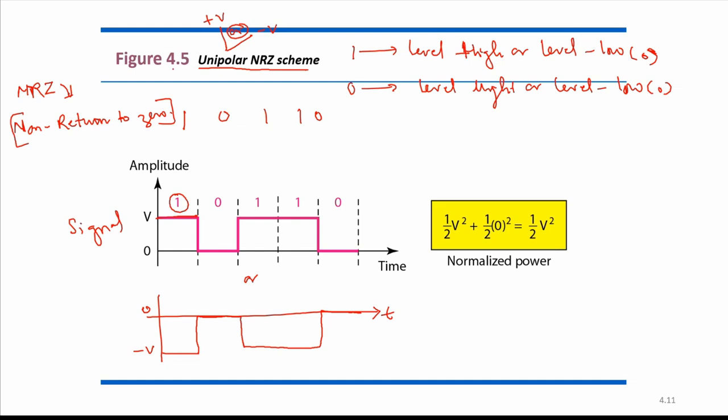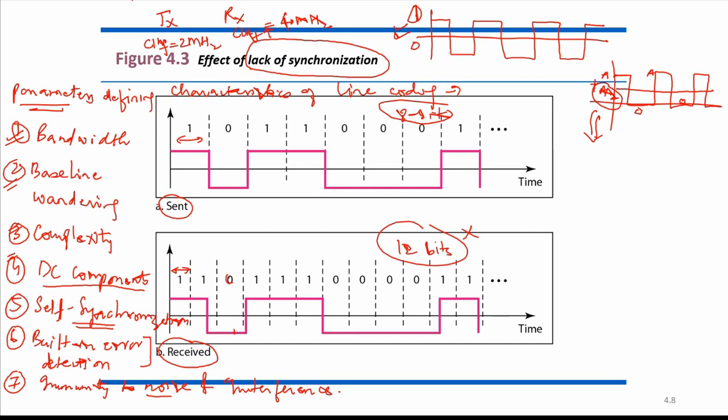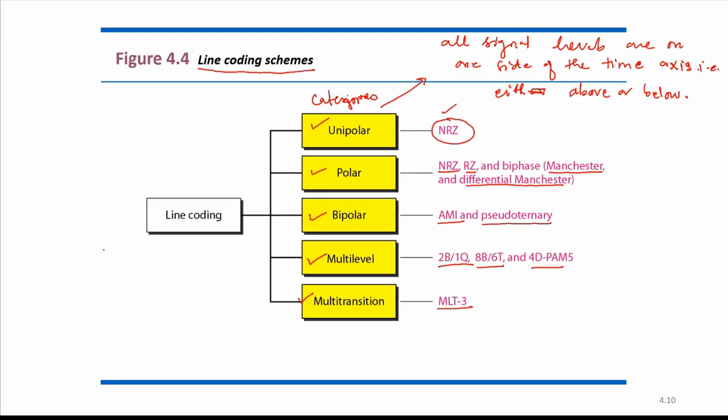It basically converts digital data to a digital signal. In terms of the parameters we will go through: bandwidth, baseline wandering, complexity, and DC components. These four we will go through. Okay, first let's talk about the bandwidth.